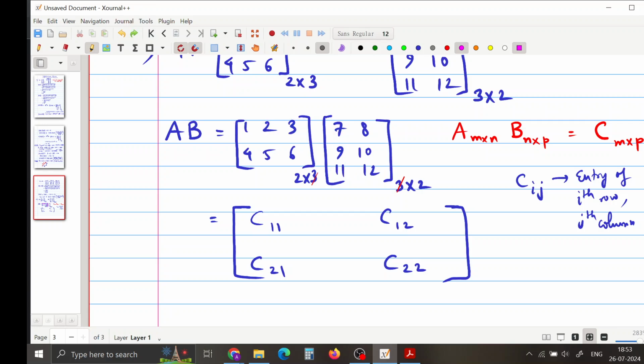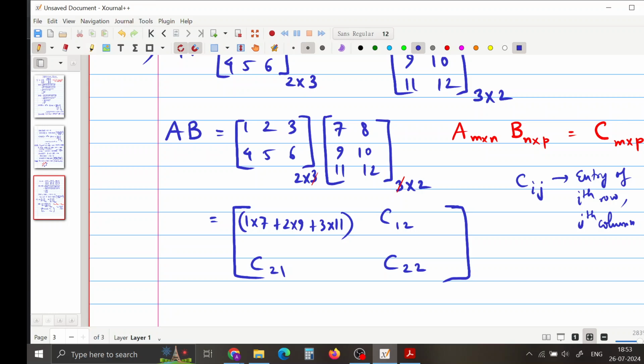Correct? So let me quickly write it down. C11 will be 1 times 7 plus 2 times 9 plus 3 times 11. Is everyone clear with this step? How do we compute the first entry of this resultant matrix? I hope it's clear.